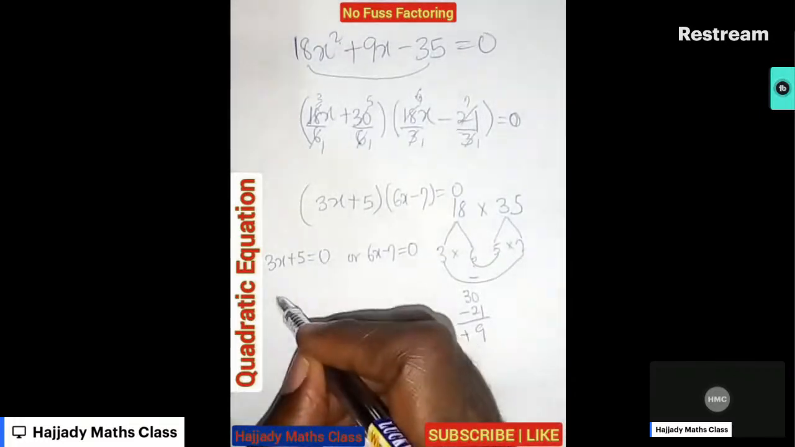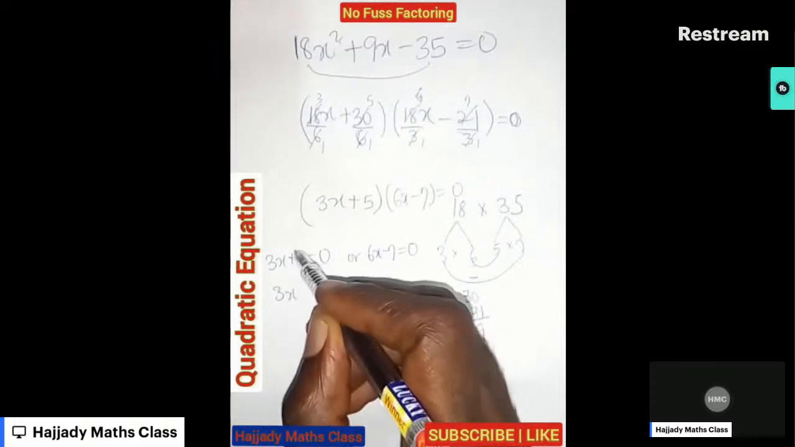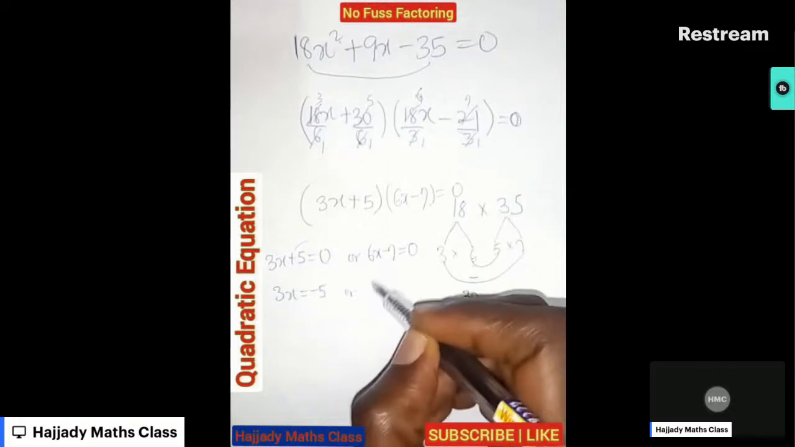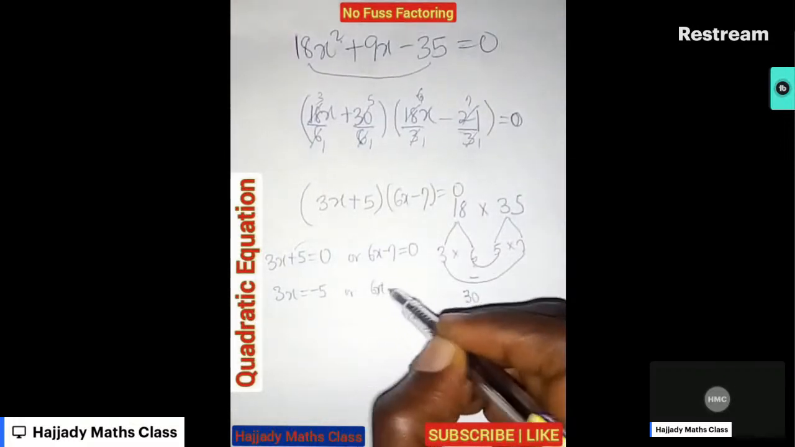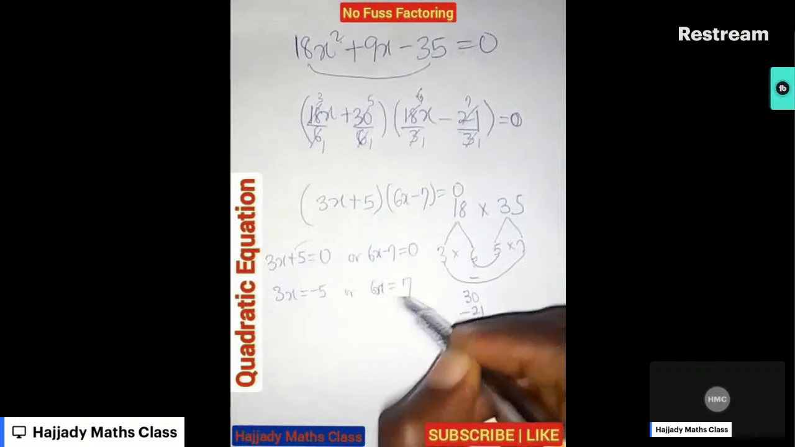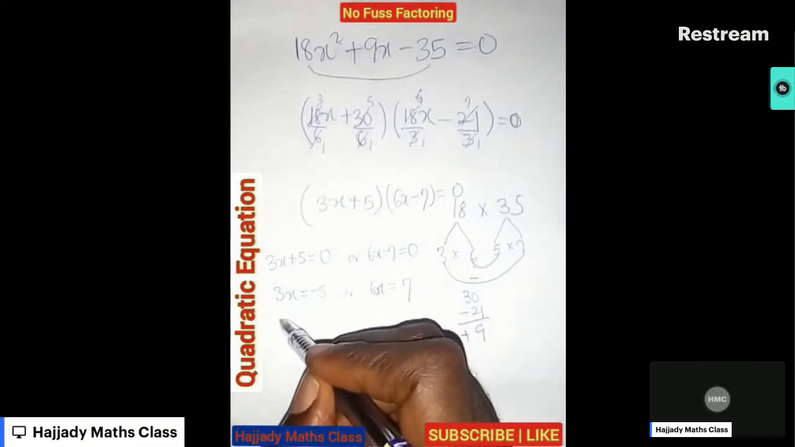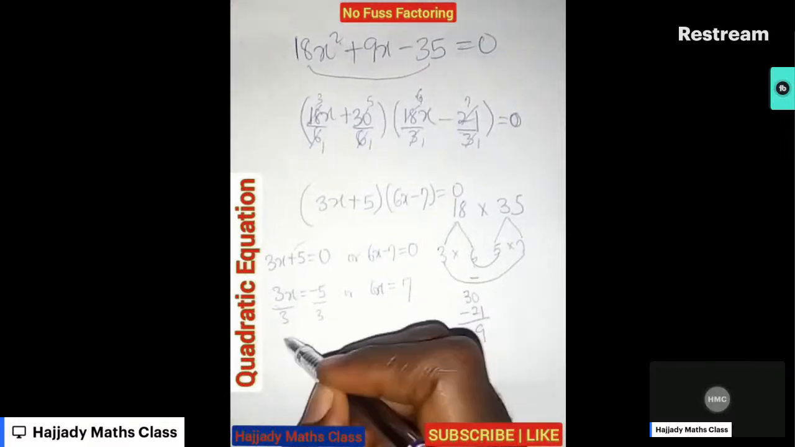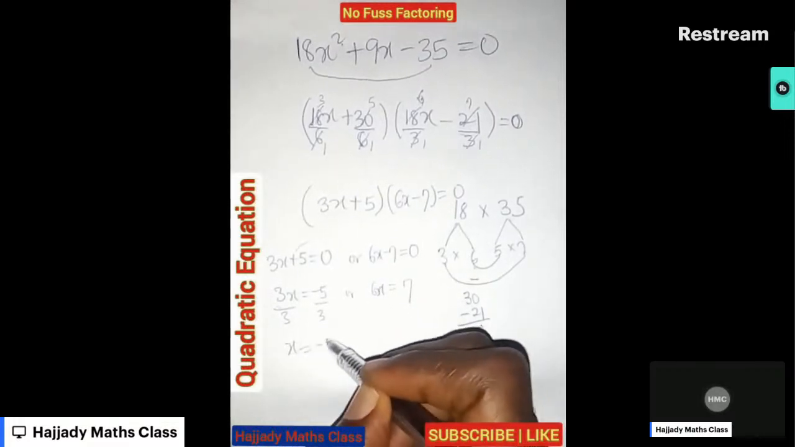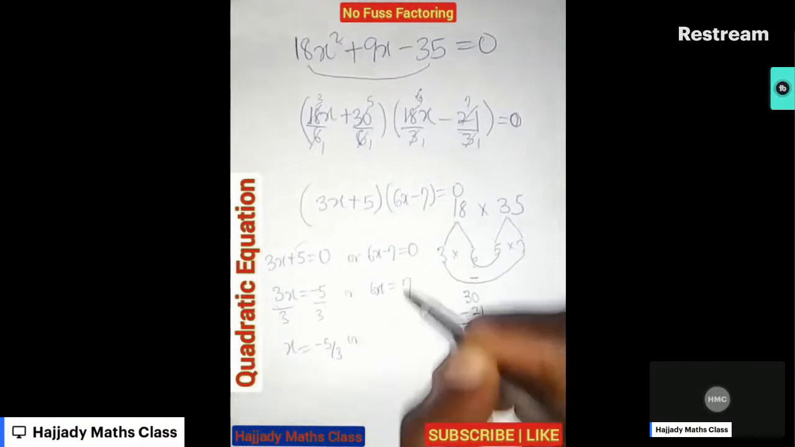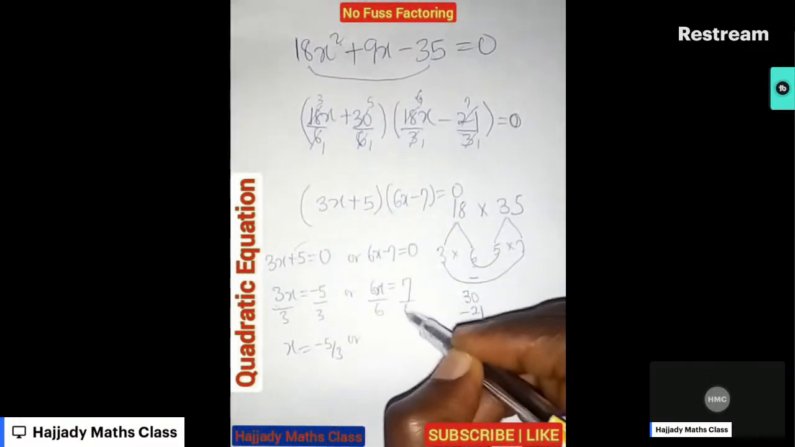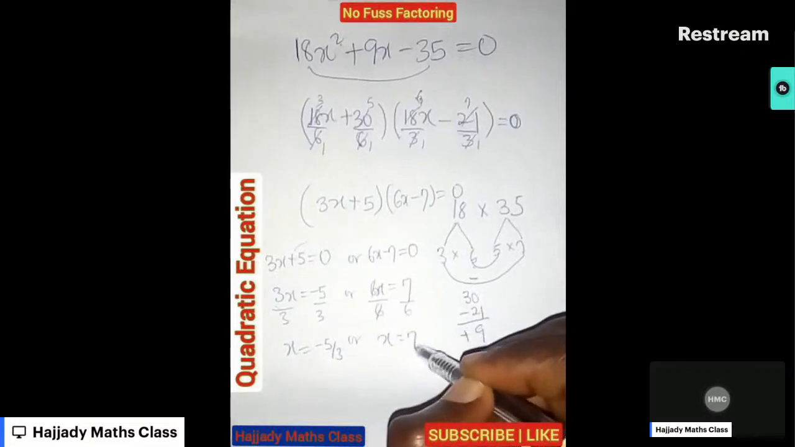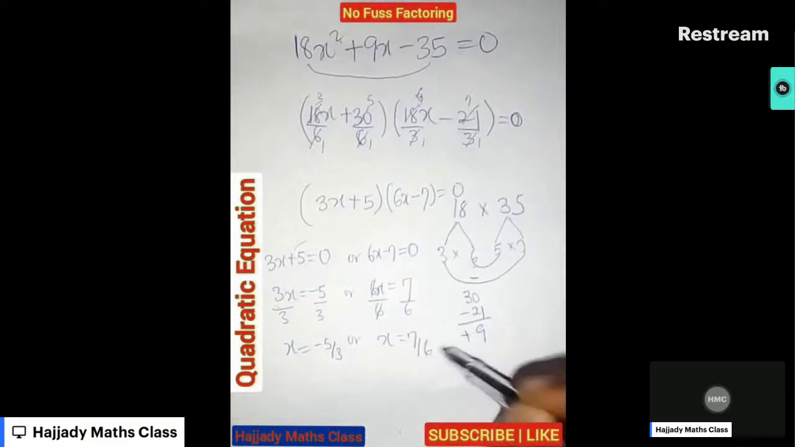Simplifying this further, we have 3x equals minus 5, or 6x equals 7. Dividing both sides by the coefficient of x, we have x equals minus 5 over 3, or x equals 7 over 6.